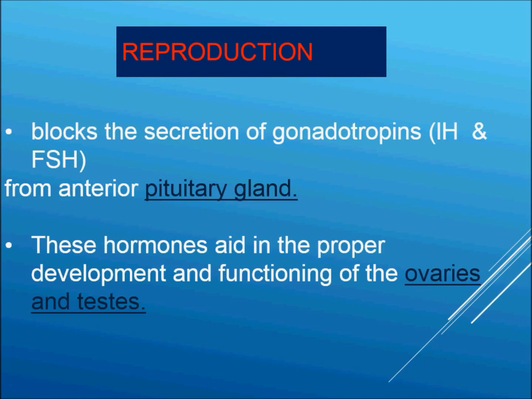Now, how does it help in reproduction? It blocks the secretion of gonadotropins, that is luteinizing hormone, LH, and follicle stimulating hormone, FSH, from the anterior pituitary gland. Okay, students, don't worry. I'll be teaching you about these two hormones, LH and FSH, in my next to next section of the presentation, when I'll be teaching you about the ovaries and testes. So the pineal gland blocks the secretion of gonadotropins, such as luteinizing hormone and FSH, from the anterior lobe of the pituitary gland. Okay, these hormones help in proper development and functioning of the ovaries and testes.